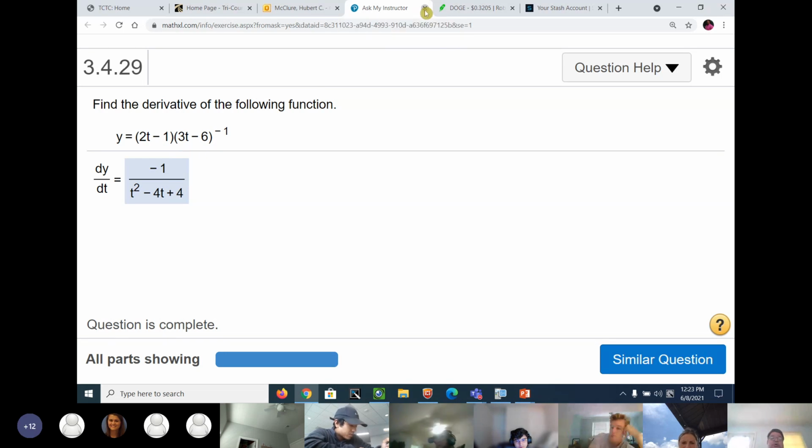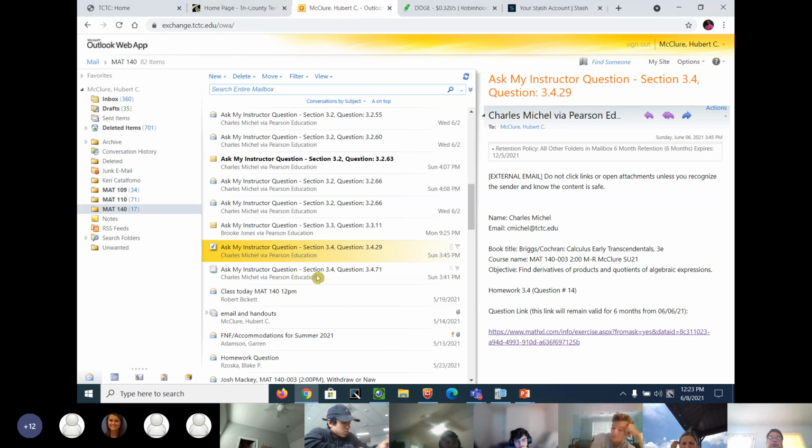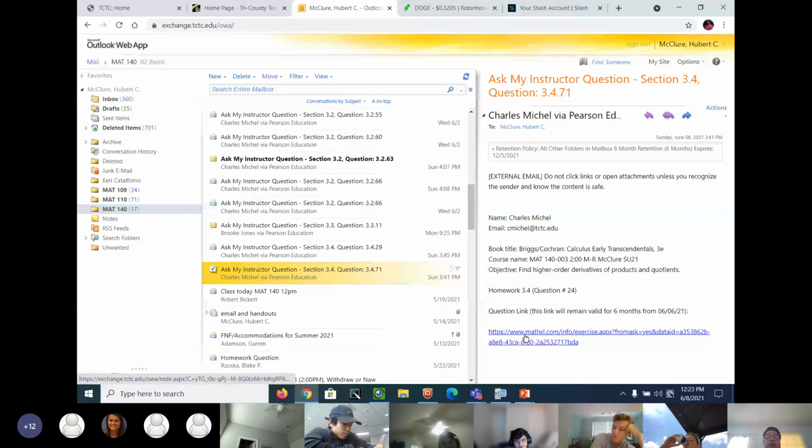All right, this is 3.4, 71 through 24. And I'm going to go over a couple more quotient rules, because I have had a couple of people tell me that it's been so long since we went over the quotient rule that they've kind of forgotten it and would like to go over it again. So that's kind of why I'm going over these, and I'll go over a couple more.